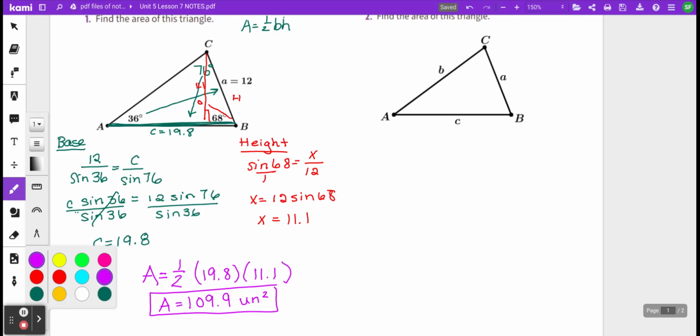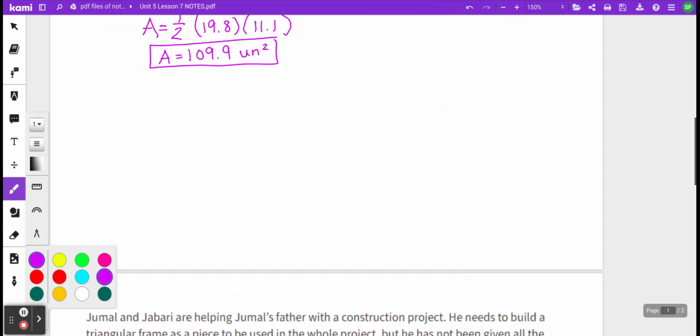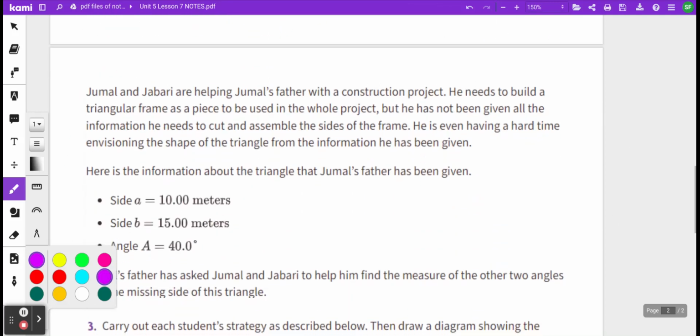Now, to find the area of the other one, it is a little bit different. To find the area when you don't know very much, you're going to go 1/2 side A times side C, and then sine B. So if you remember, that's very similar to what we did for law of cosines. So very, very similar. And I'm just giving it to you.